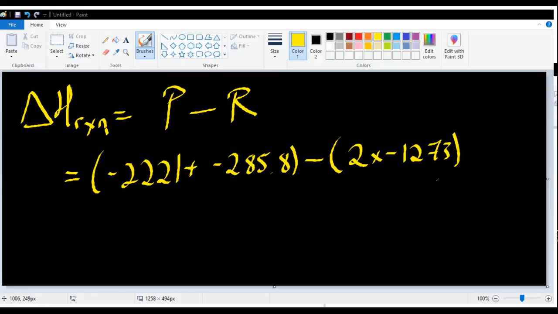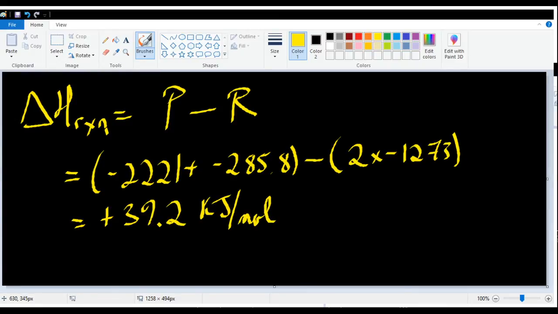So negative 2221 minus 285.8 minus 2 times negative 1273. And our answer is positive 39.2 kilojoules per mole. It takes a little bit of energy to build those complex sugars. Not a heck of a lot, but a little. All right, so now let's go ahead and look at the third one.